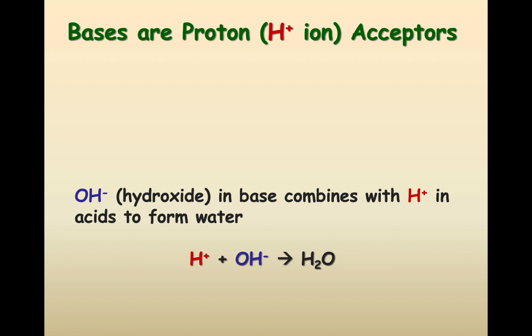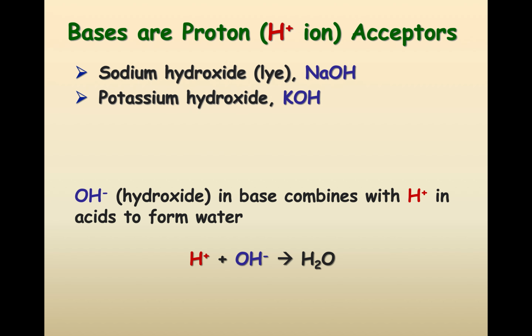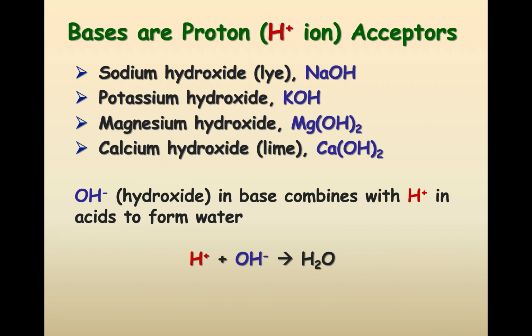So we said that bases are proton acceptors. So if we take a look, sodium hydroxide, potassium hydroxide, magnesium hydroxide, calcium hydroxide, these are all strong bases. The hydroxide grabs hold of an H+ or a proton, a hydrogen ion, however you want to say it, they're all the same, and makes H2O. And that's how it neutralizes that acid. If the acid increases the H+ concentration, this OH- comes in and starts to take it away.